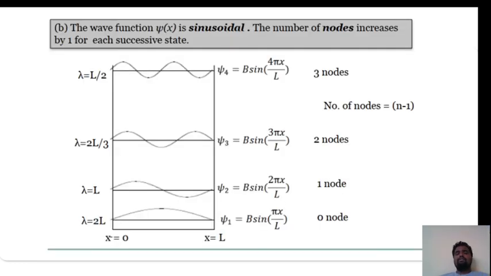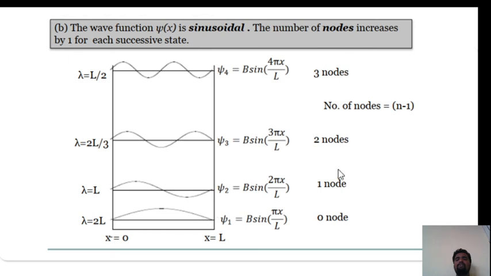Then the wave functions psi of x are as shown in the following diagram. Psi 1 is equal to root 2 by L sin (pi by L) x, here n is 1. Psi 2, here n is equal to 2, sin (2 pi by L) x. Psi 3, here n is equal to 3, sin (3 pi by L) x, where the constant is under root of 2 by L. We get the corresponding wave functions in different energy levels as shown in the figure: psi 1, psi 2, psi 3 and psi 4.